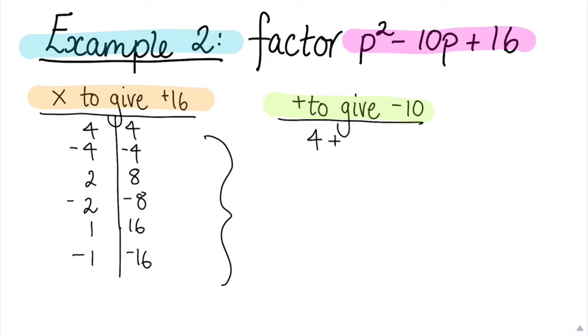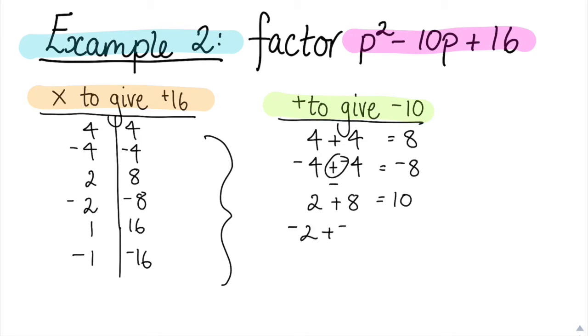We can start with the 4 plus 4. They add together to give us 8. Negative 4 plus negative 4. Well, the positive and the negative give us a negative, and negative 4 minus 4 is negative 8. 2 plus 8 gives us 10. Negative 2 plus negative 8. The positive and the negative give us a negative, and negative 2 minus 8 gives us the negative 10 we're after. Hooray! So we can see that negative 2 and negative 8 are our factors.